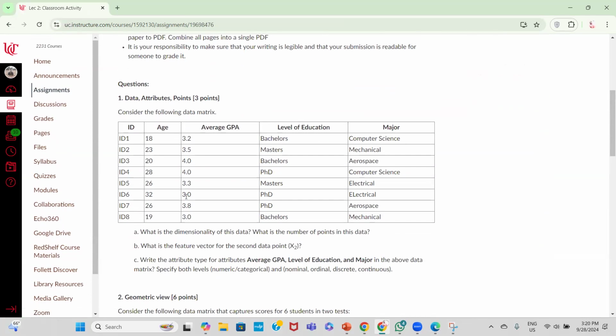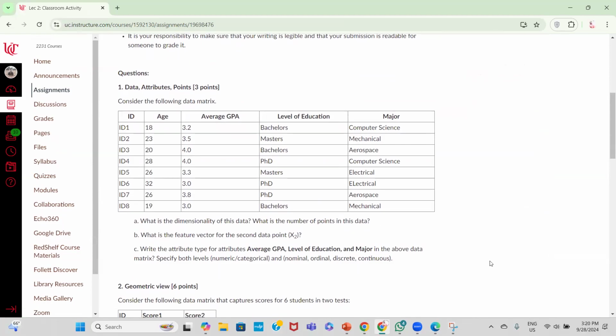So this is one of the examples. This is what we are going to solve. Go back here. This is the data set that is given. So data, attributes, and points. Consider the following data matrix. You know what a data matrix is.